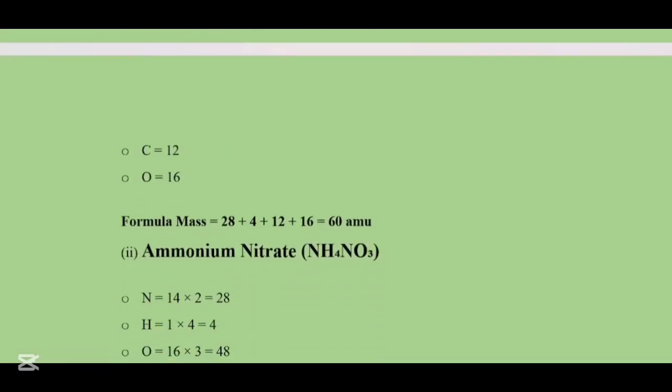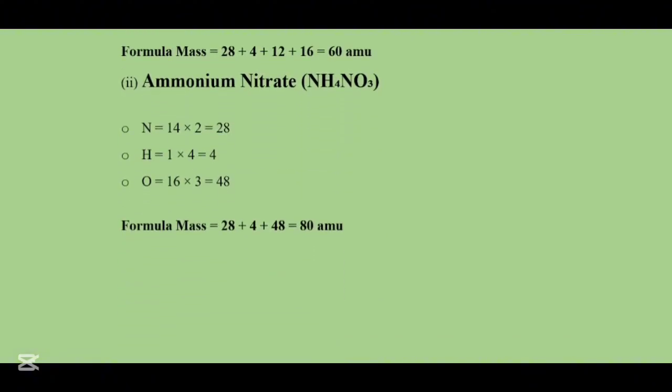When you add them up, you will get the result of 60 atomic mass units, so that will be your formula mass. This is another example, ammonium nitrate, NH4NO3. This means that nitrogen will be multiplied by 2. When nitrogen is multiplied by 2, you will see that the result is 28. Then you have hydrogen. Hydrogen will be multiplied by 4. After it's multiplied by 4, you will get oxygen. Oxygen will also be multiplied by 3.